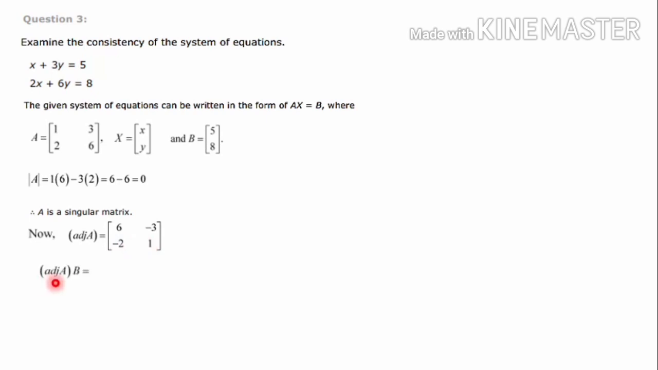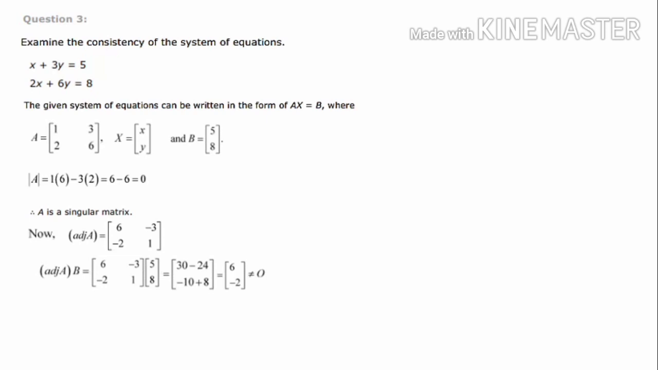Then we have to go for adj A into B calculation. Adj A we have got 6, minus 3, minus 2, 1 and B is the matrix 5, 8, that we have substituted here. Then first row with the first column, that is 6 into 5 is 30 minus 3 into 8 is 24, that is 30 minus 24. Next, second row with the first column, that is minus 2 into 5, that is minus 10, plus 1 into 8, that is 8. So minus 10 plus 8 we have written. That is equal to 30 minus 24 is 6, minus 10 plus 8 is minus 2.